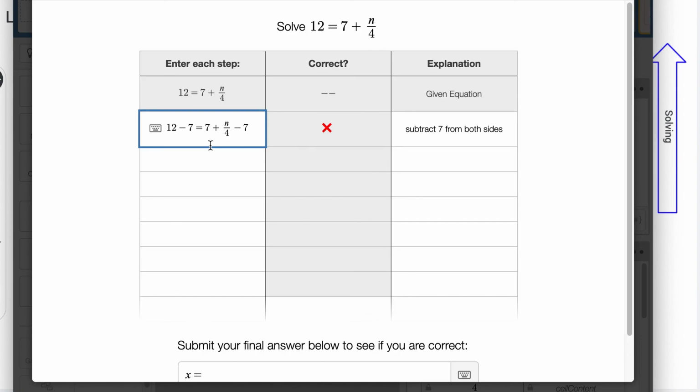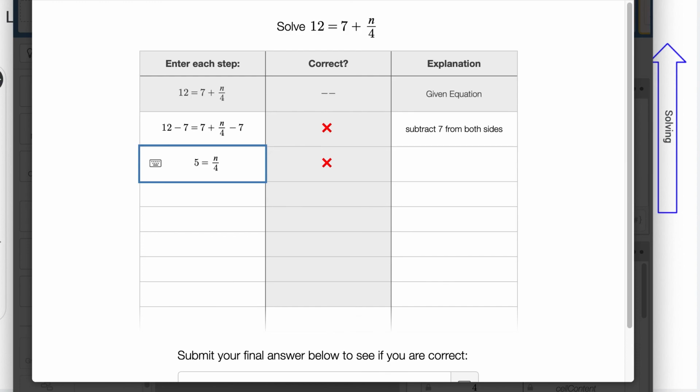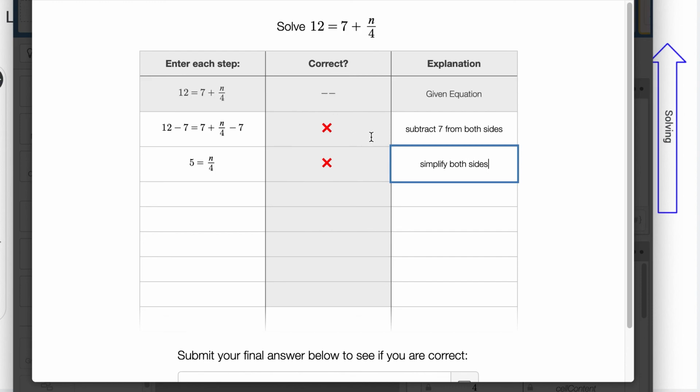It doesn't think that's correct. It is. I messed up somewhere, but this is correct. So now I simplify. 12 minus 7 is 5. These cancel, and so we have n divided by 4. Simplify both sides. These x's are distracting, but this is correct.